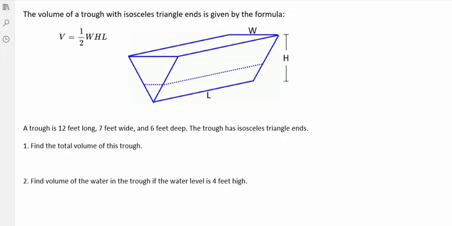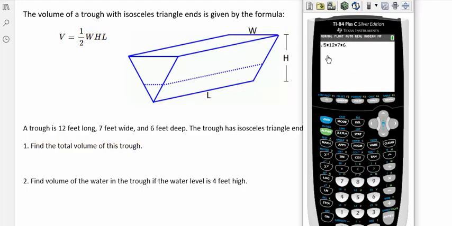In this problem, we're given a trough with this as its width, this as its length, and this as its height. If you wanted to find the total volume of the trough, you could multiply those three dimensions and cut it in half. You're likely not here for that part of the video, so I am going to make that quick.